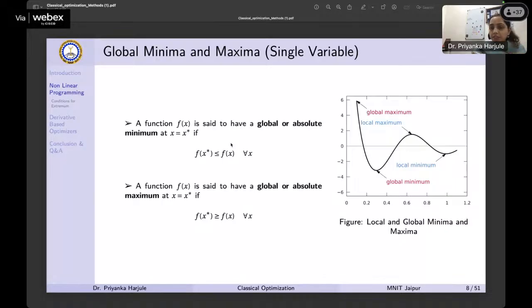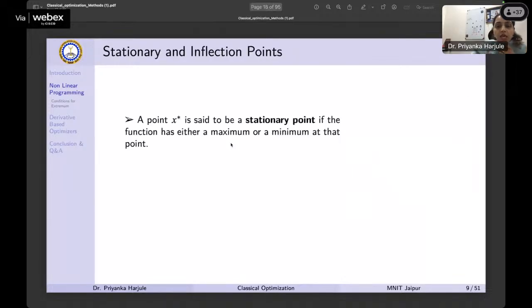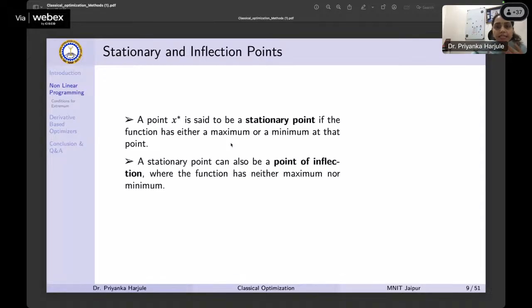With respect to a neural network, the optimization problem is to minimize the error between the predicted value and the original value, such that you have a local minimum at least. So there are more points, which are also called critical points, stationary points, and inflection points. A stationary point is where the function has either a maximum or a minimum.